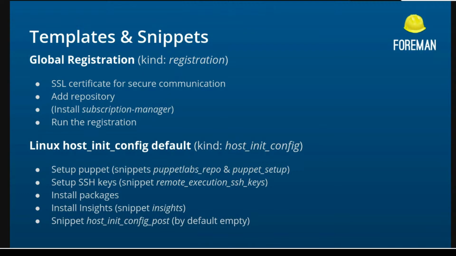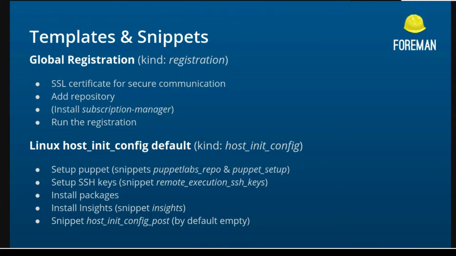Set up Puppet. Are you using Puppet? If you have set up Puppet master and all the required fields, we will render the content of the snippets, Puppet labs repo, and Puppet setup. Set up SSH keys. Deploying keys on the host, so you can use remote execution right away. Installing packages. Just specify what kind of packages you want to install, and they will install. Insights. This is only for real machines.